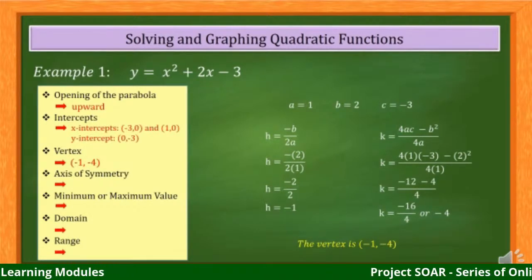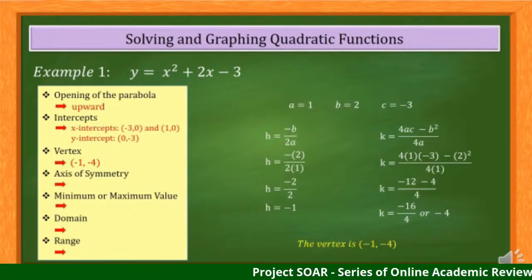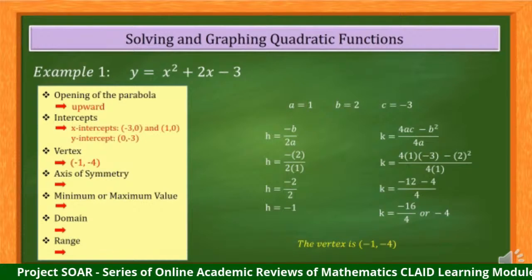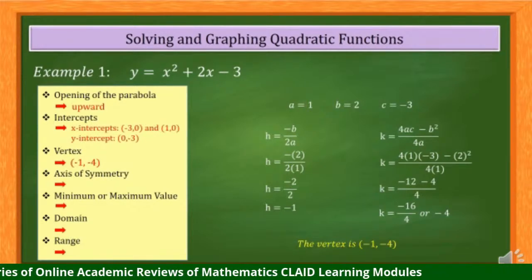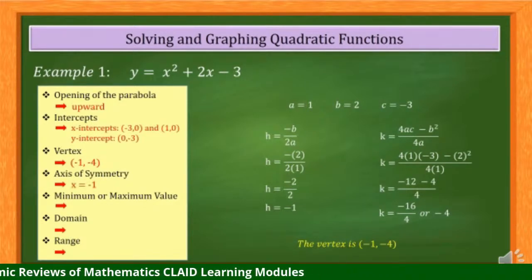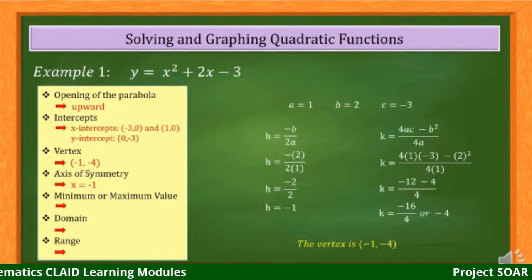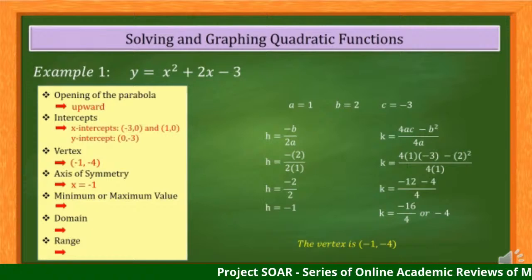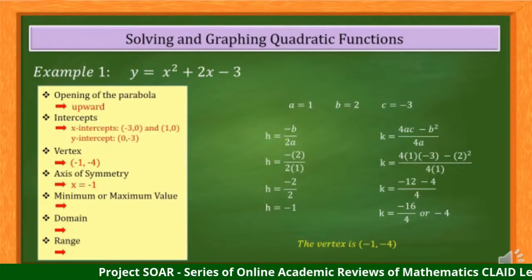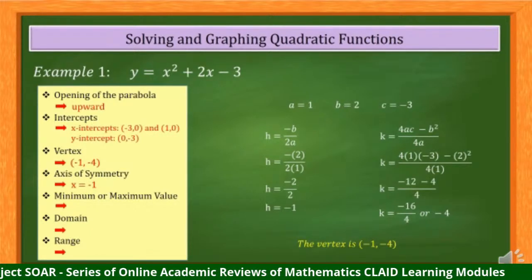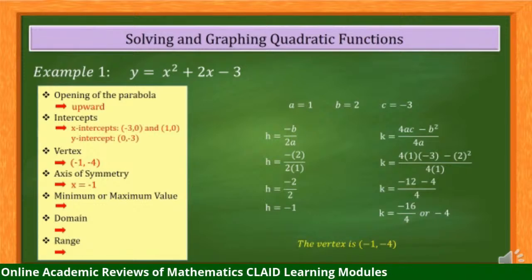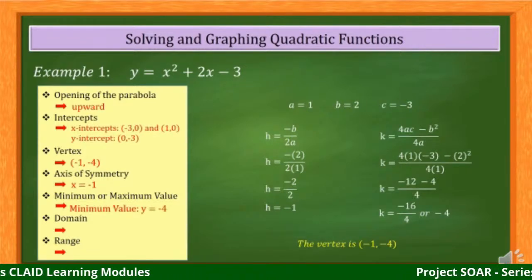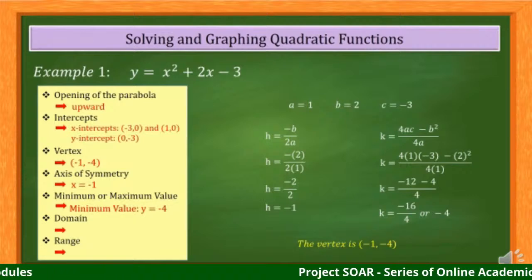For the axis of symmetry, since na-solve na natin yung H, madali na nating malalaman yung axis of symmetry. The axis of symmetry is x equals H. So we have x equals negative 1. For the minimum or the maximum value, since the opening of the parabola is upward, ang i-consider natin is minimum value. And equal siya dun sa value ni K. So the minimum value is y equals negative 4.